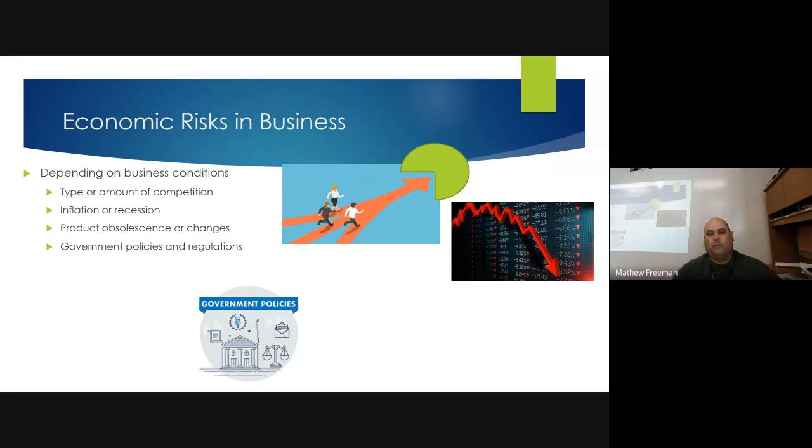Okay, we're moving forward. We were talking about risk before. Now we're talking about economic risk in business and how it plays a factor. And depending on how you view it and use it, it can help you or it can harm you. So, the types of business conditions that you need to understand are the economic risks.